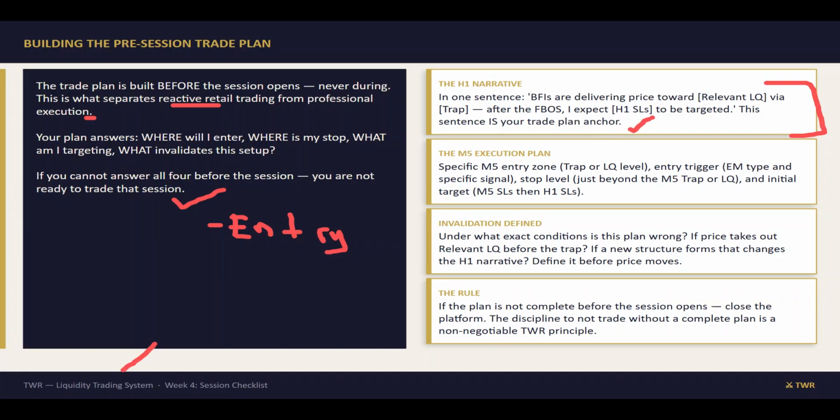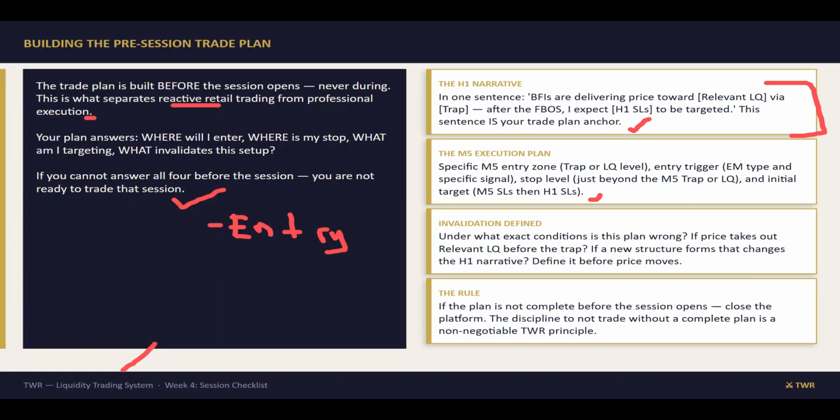So, what about your M5 execution? How do you execute after you know the H1 narrative? You come to M5, specific entry zones, basically the traps or liquidity levels. Wait for an entry model to be triggered. Then stop level, just where the stop loss placement and the initial targets. Remember, you're targeting the M5 SLs and H1 SLs. The invalidation setups. Under what conditions is this plan wrong?